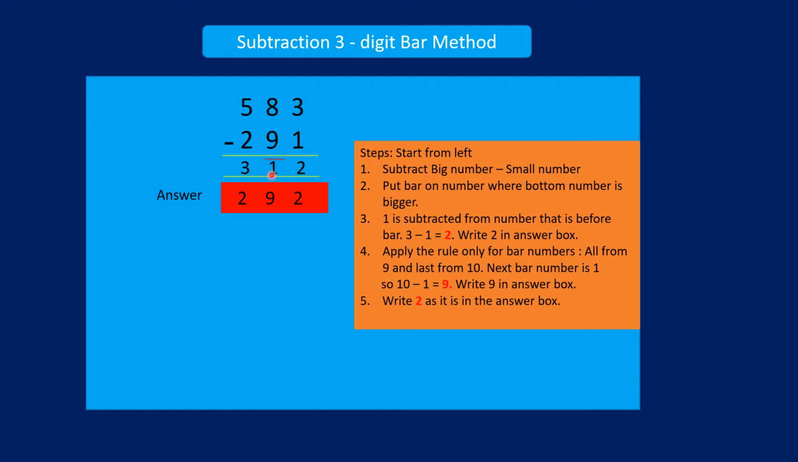Any number before bar, you subtract 1. So 3 minus 1, you write 2 in the answer box. And there is only one number with the bar. What you do? You do 10 minus 1, you get 9. Now 2, you don't do anything to 2, you just bring down 2 in the answer box. So 292 is your answer.